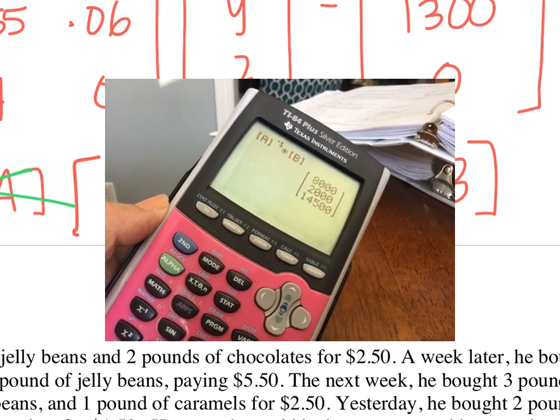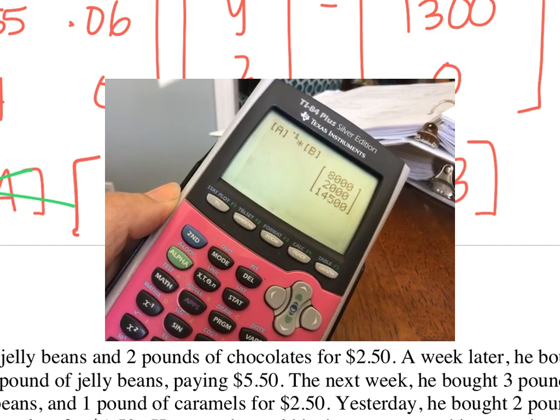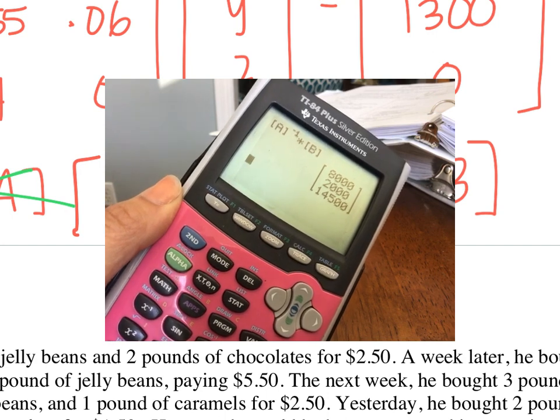And then I get a perfect distribution of how her money was divided. $8,000 in the first account, $2,000 in the second account, and $14,500 in the final account.